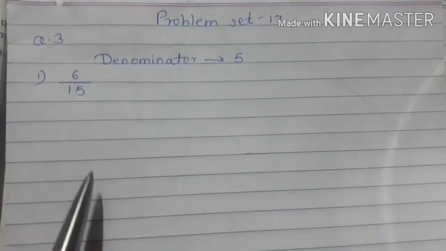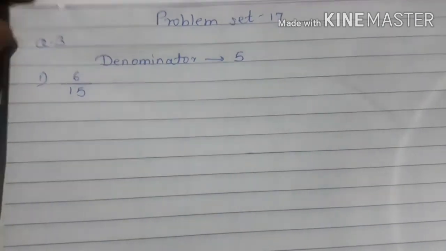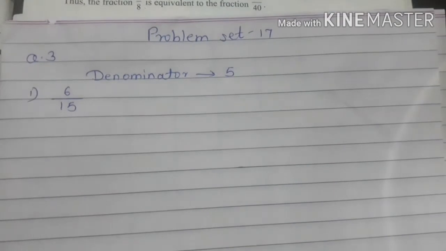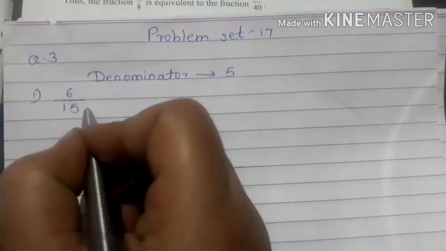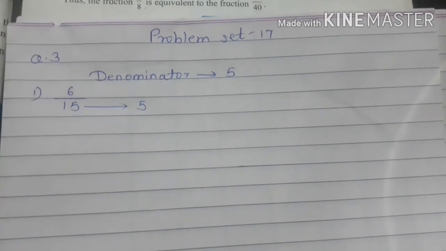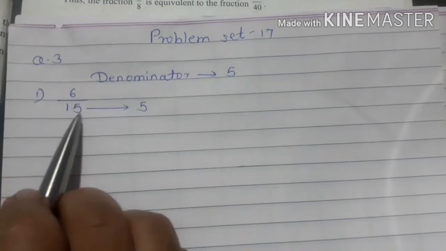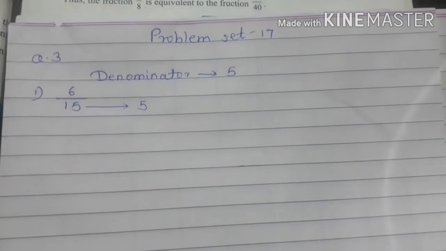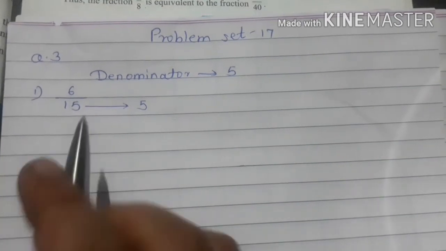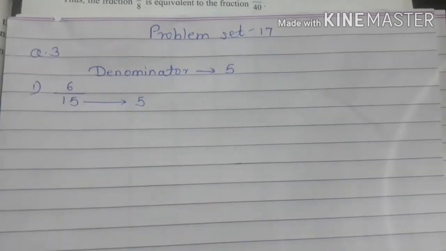So see the first fraction, what is it? 6 upon 15. Now the denominator we want is 5. We have to convert the denominator to 5, means this 15 we have to convert to 5. 15 is bigger than 5. When we want to convert a bigger number to a smaller number, we have to use division. What do we have to use?